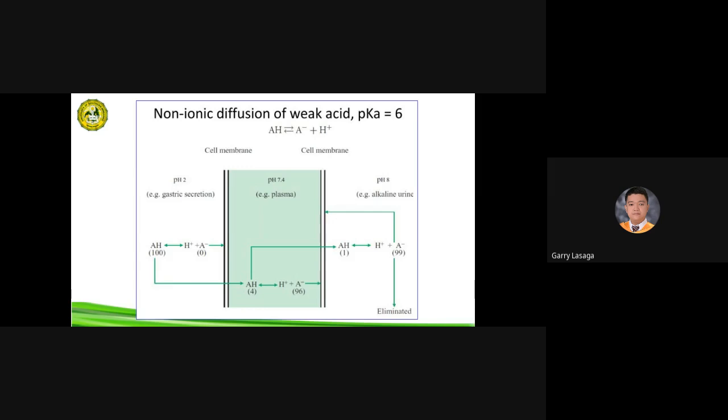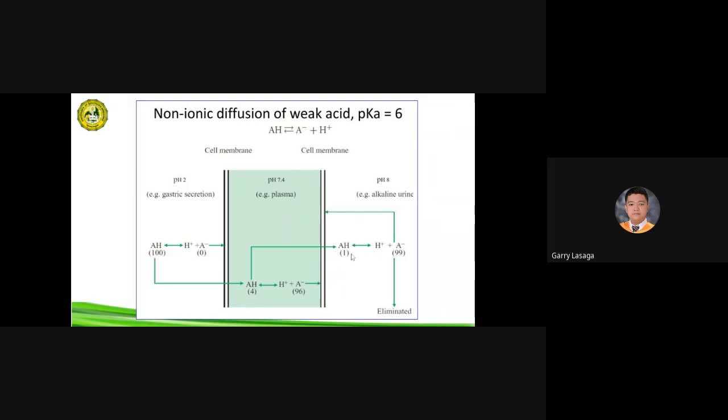It can be absorbed in the bloodstream. So when it reaches the bloodstream or the plasma, the plasma has a somewhat basic pH, so that our weak acid will be ionized. So the ionized form will not be able to pass through our membrane. The unionized form will be able to pass through our membrane and reach the urine.